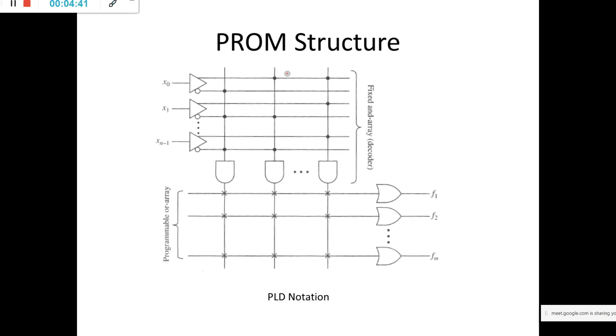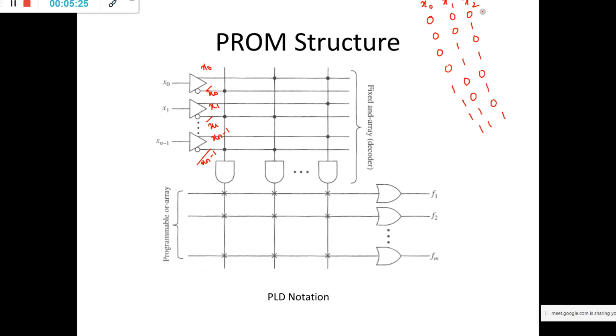So here you can see x0 bar, x1 bar, similarly xn minus 1 bar. Both true and complement outputs are connected to this AND gate array. Now see, for the first three inputs x0, x1, x2, three inputs means we have the combinations 0 0 0, 0 0 1, 0 1 0, 0 1 1, 1 0 0, 1 0 1, 1 1 0, 1 1 1.